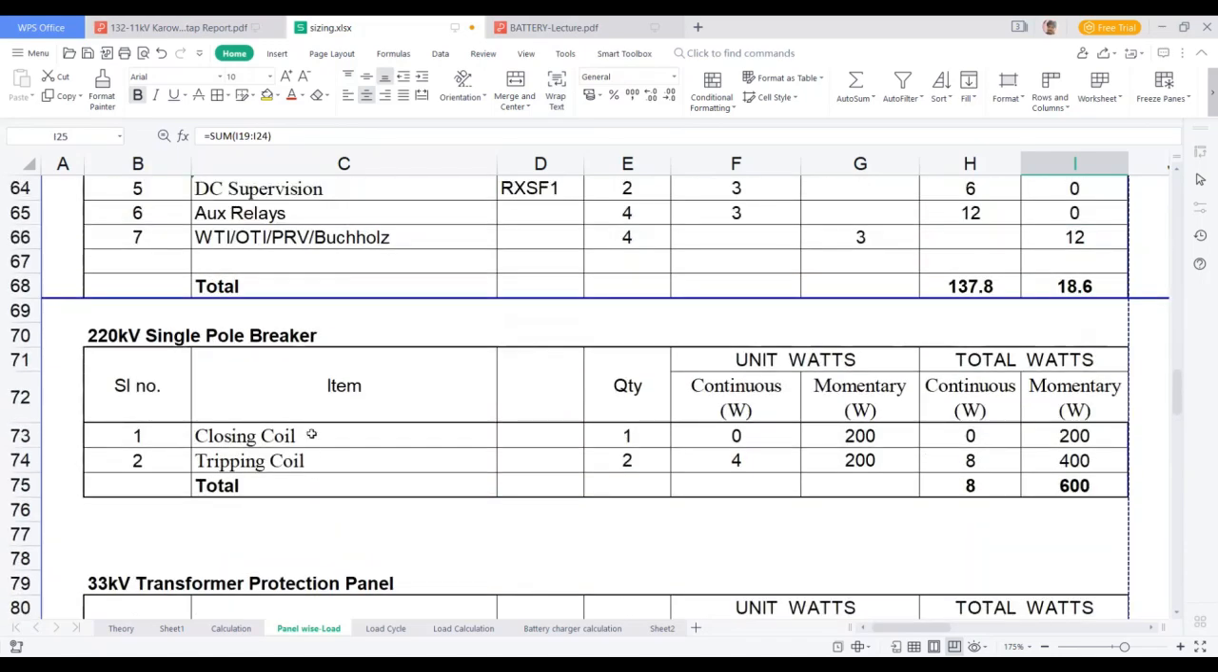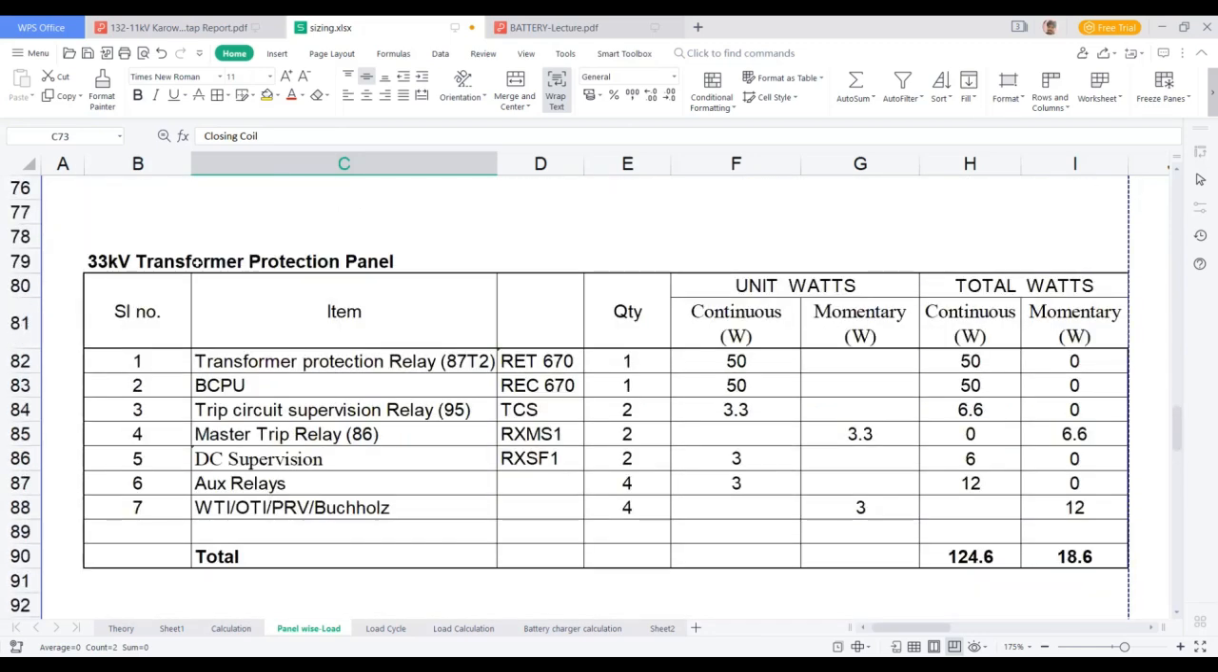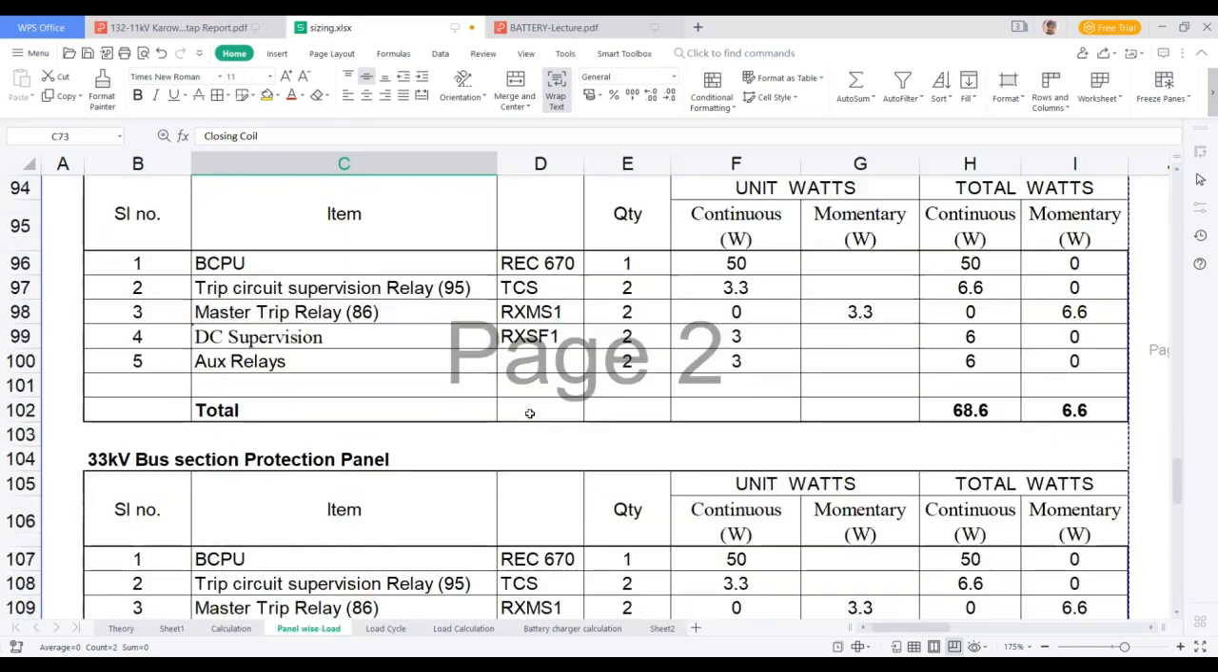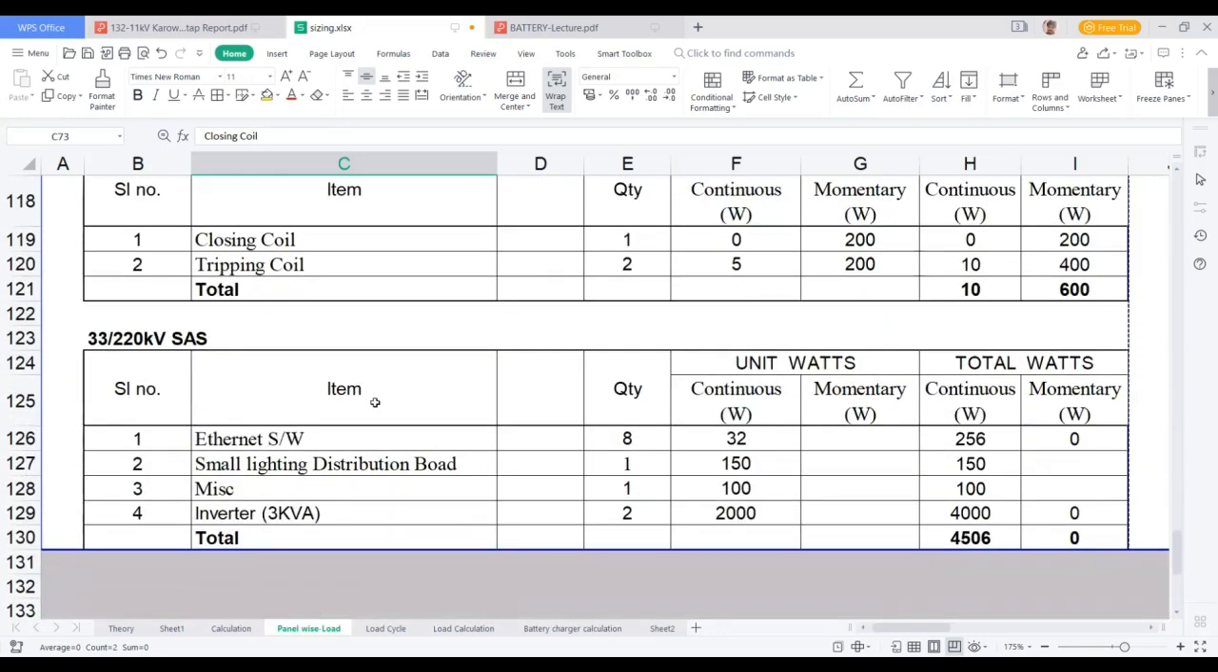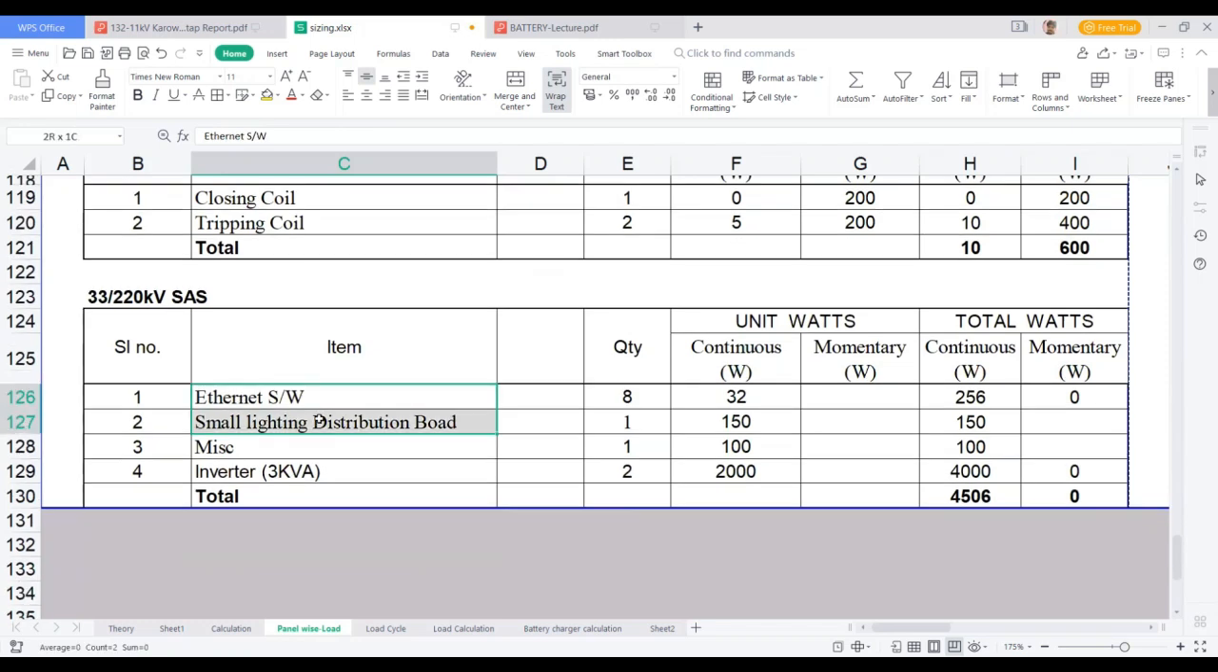You can see the breaker closing and tripping coils. There is nothing for the motor here. Motor is AC. This is the DC part. And 33 kV transformer, 33 kV feeder, 33 kV bus section, 33 kV breakers, and the SAS. Some lights, miscellaneous, inverters, whatever is required. Okay, so these are all my loads.